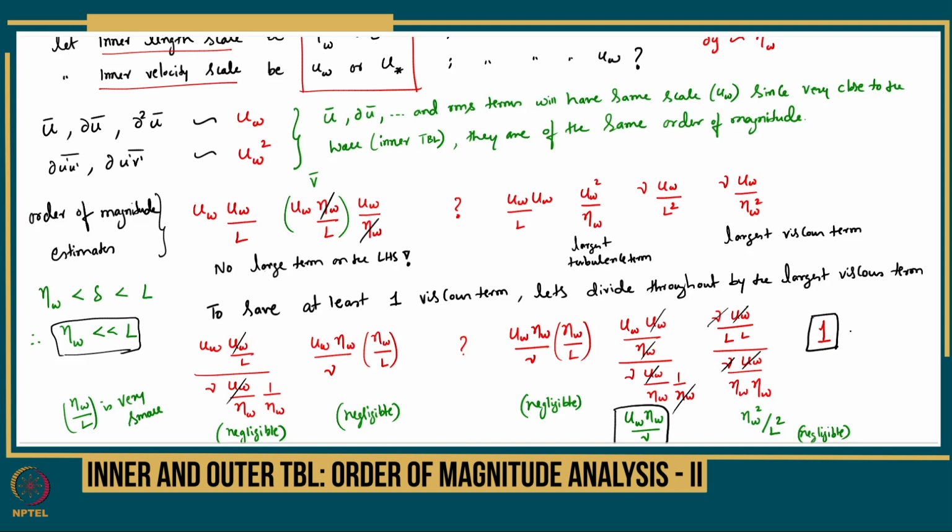And what do we learn from this? What is this UW eta w by nu? A Reynolds number based on what? An inner velocity and an inner length scale. Okay, an inner Reynolds number is 1. We are going that close to the wall now. A local Reynolds number there inside the inner turbulent boundary layer, UW eta w by nu, is 1.